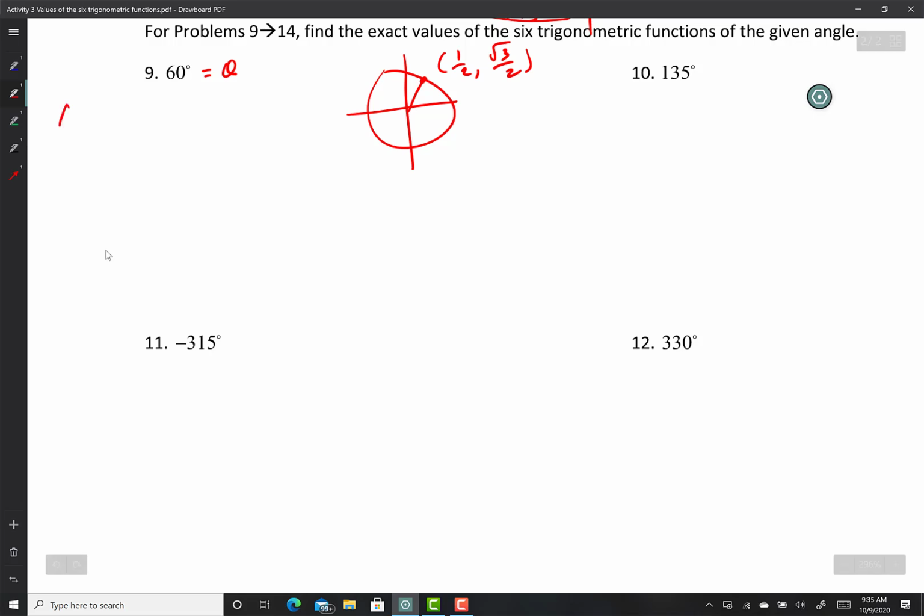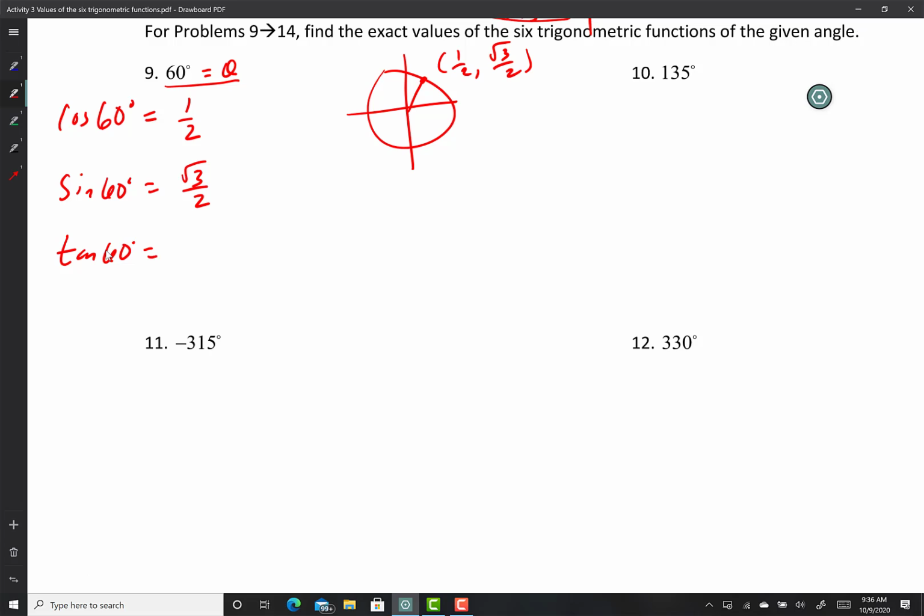So I'm going to write cosine. And instead of theta, they gave me the 60 degrees. I guess if I write 60 degrees equals theta, you can still write theta if you want. But I think it's better if you just do that. Cosine of 60, that's just a half. Sine of 60 degrees, that's square root of 3 over 2. And then let's see, tangent of 60 degrees, that's y divided by x.